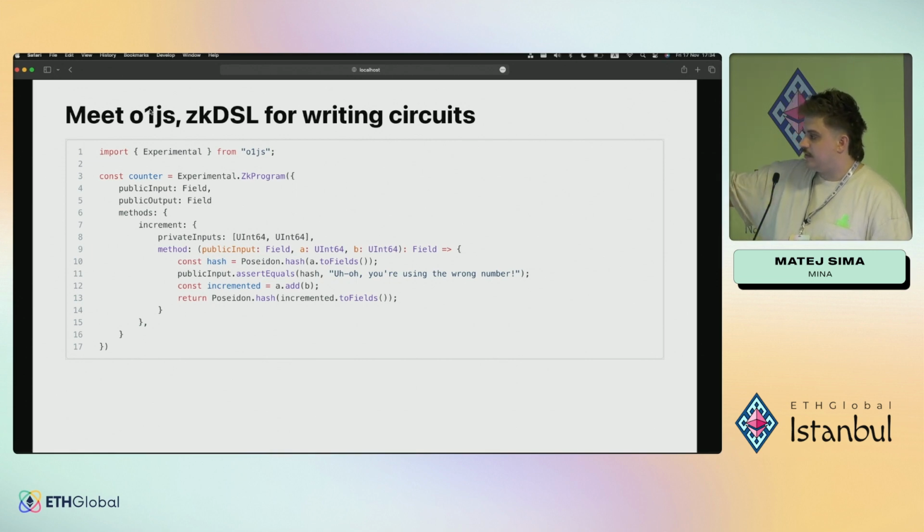So just to go quickly through it, line number 10, we are hashing a private input A, which is a uint64. Then we are ensuring that the hash that we have created from the private input of the number matches the public input of the number, which is the current state, the current hash of the counter. Then we increment the raw number, so A plus B, that's line number 12. And then we return the new state, which is the hash of the addition that we have performed. So we have a hashed counter, and we prove that we know the current value of the counter and transition the state to a new hash of the counter.